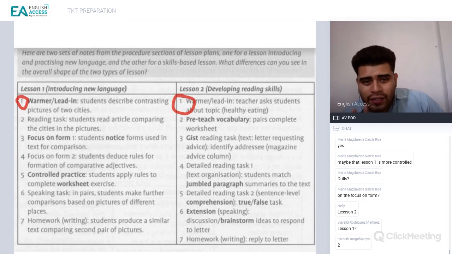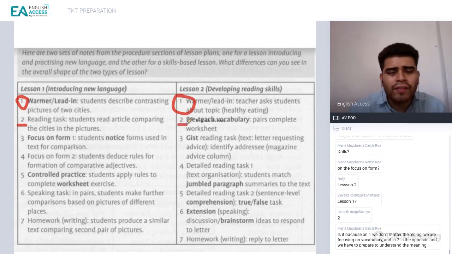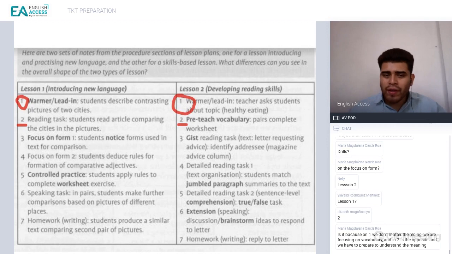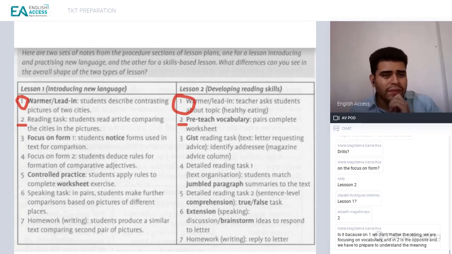Yes, exactly. Lesson 2, in the second exercise of lesson 2, we are pre-teaching. That means we are preparing the students for the vocabulary that they might see in the reading task. And in lesson 1, the second activity is students read an article comparing the cities and the pictures. Here they are not preparing for the activity. They are already consuming the activity.